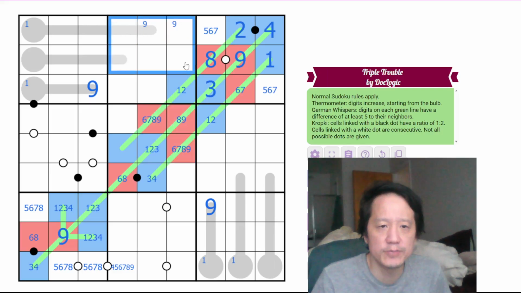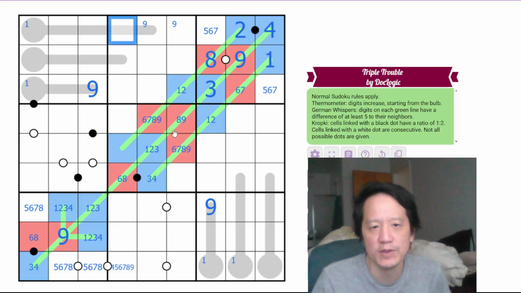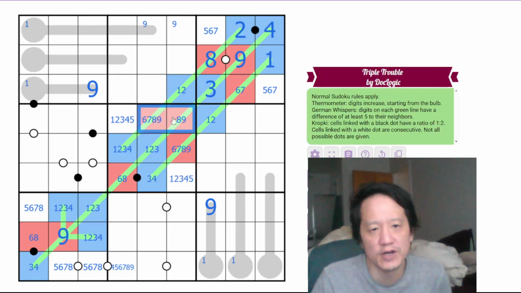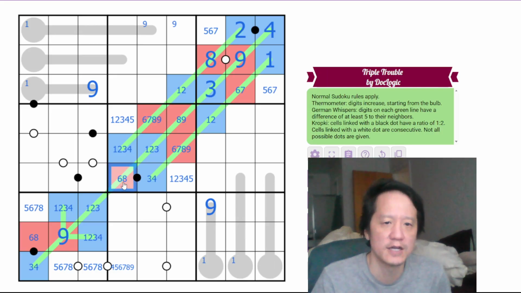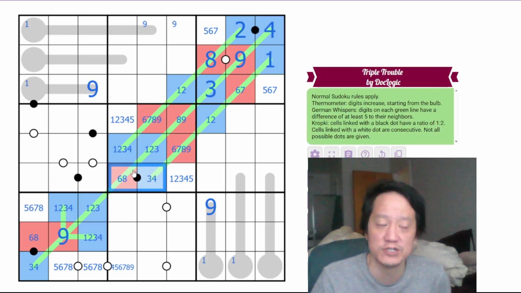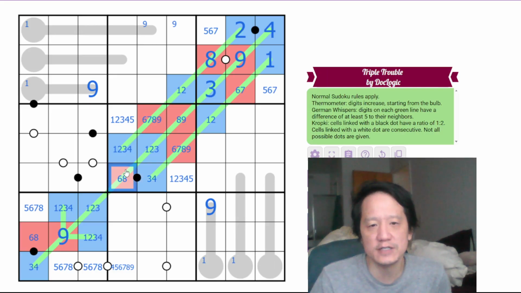In this upper central box, we know 9 has to be one of these two digits because of where the 9s are in rows 2 and 3 and the thermometer here. In the central box, we know this is 1 through 4. This has to be 1 through 5, and this has to be 1 through 5, because we have all the high digits in this box. And this cell cannot have a 9 because it's next to a black Kropke dot, and 9 can never be next to a black Kropke dot in normal Sudoku. 9 is double of 4.5, which is not a digit, and 9 doubled is 18, which is not a digit.